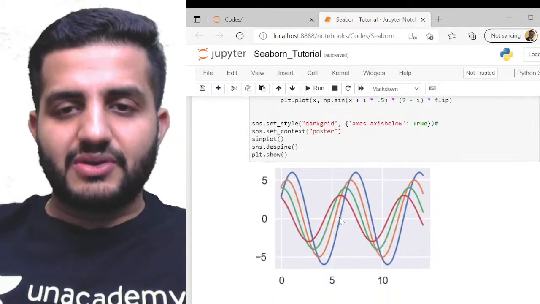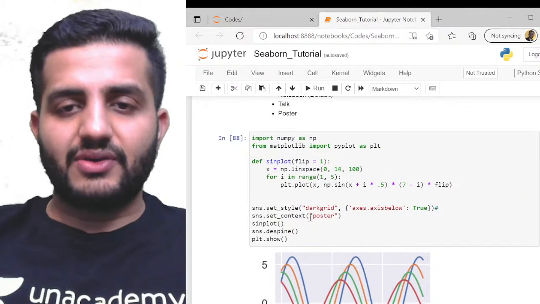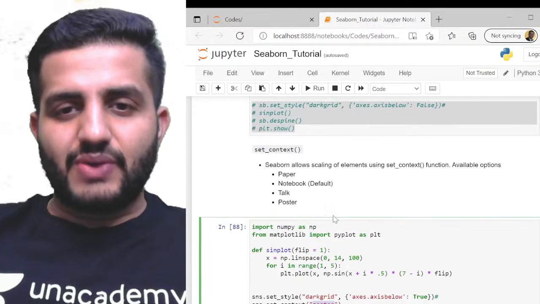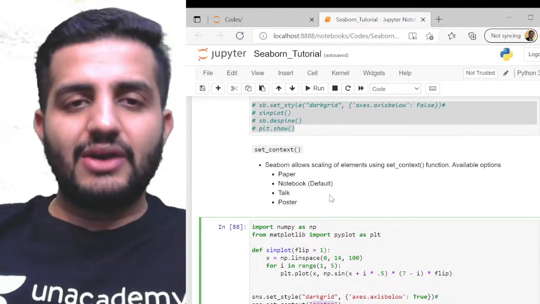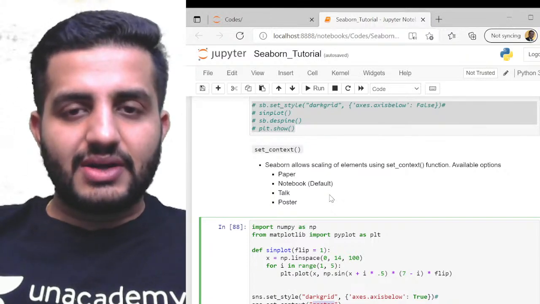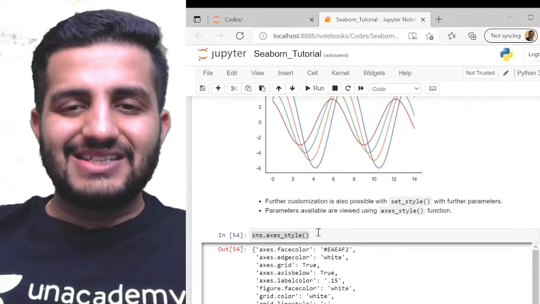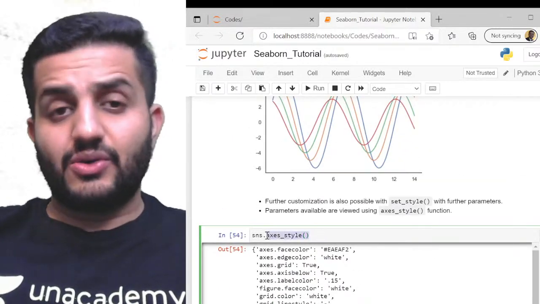So that option is also available. You can see this, we have changed the scaling of my data. When I use a different context, maybe poster, I have 4 options available here. So two kinds of changes in your overall layout of your graph: set style and set context. Okay, along with the set style, we have another, axis style, which is a sub bonus, I would say, on top of my grid.